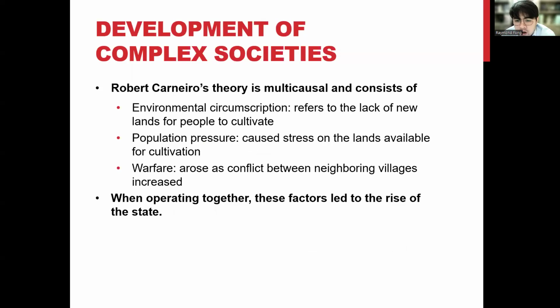Robert Carneiro's theory is multi-causal and consists of environmental circumscription. This refers to the lack of new lands for people to cultivate. Population pressure, which is similar to what we talked about earlier, is causing stress on the lands available for cultivation. And finally, warfare, which arose as conflict between neighboring villages increased, right? When operating together, these factors led to the rise of the state. In Robert Carneiro's theory, basically, he thinks that it's these 3 or 4 things that happen all at once, which makes more sense because, again, it's never just one thing, especially when we're talking about human society. It can never just be one thing. So his theory is that it's a few things happening all at once.